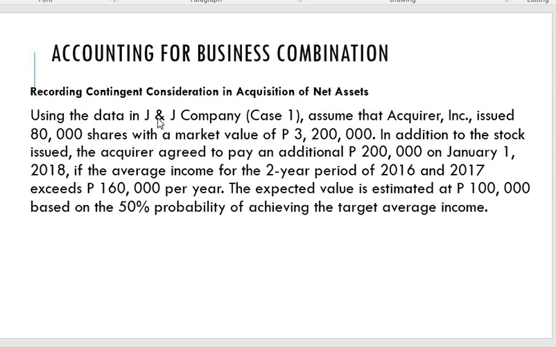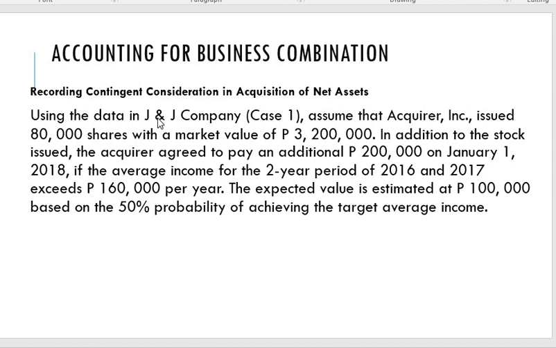Okay, so what if part of the consideration is a contingent consideration? So, still using the data in J&J company, yung case 1, yung acquirer issued 80,000 shares at 40 per share, yun nga may market value of 3.2 million. So in addition to the stock issued, the acquirer agreed to pay an additional 200,000 on January 1, 2018 if the average income for the 2-year period of 2016 and 2017 exceeds 160,000 per year. So ito yung condition niya.